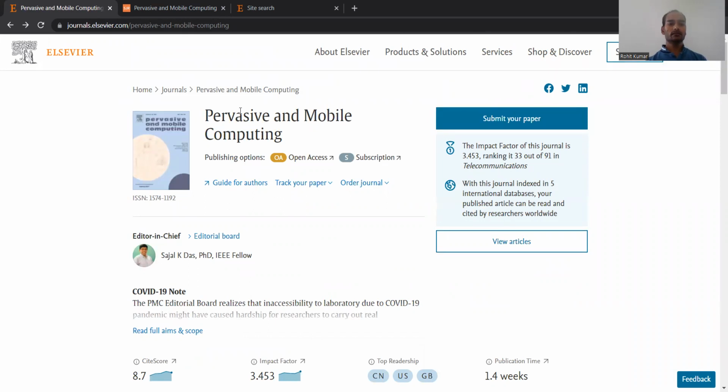Okay. So in this way, we have seen in total what are the key metrics and the key concepts, key scopes and aims of this particular journal named Pervasive and Mobile Computing. And in total, if we summarize, then first thing, it is SCIE, second thing, it's Q1, and third thing, it's offering a 3.4 impact factor, which is good enough. So in this way, overall the journal is very good.